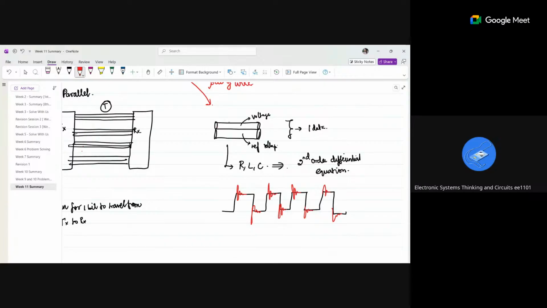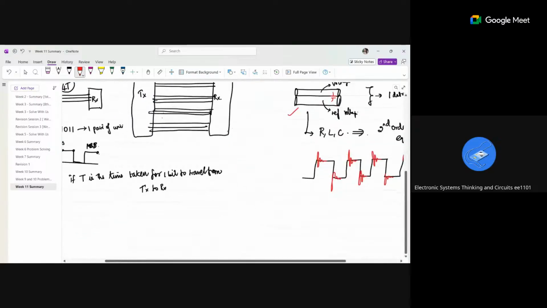Yeah, what you said is right. So basically, when there are two wires in parallel, there will be some capacitance in between, and each wire will have some internal resistance, so it can be modeled using a resistor, inductor, and a capacitor, which will result in a second order differential equation. Since it is a second order differential equation, we will have the ringing effects. So this is also one characteristic of wire transmission.